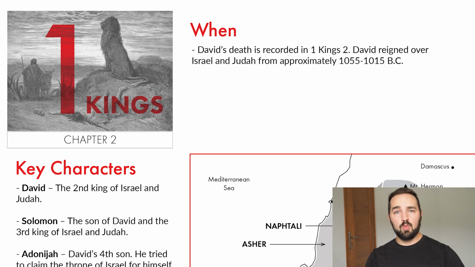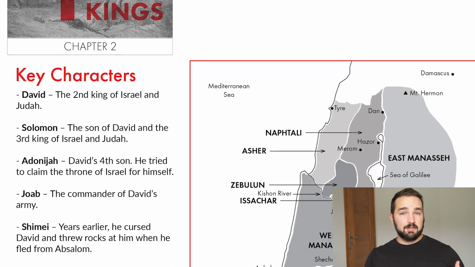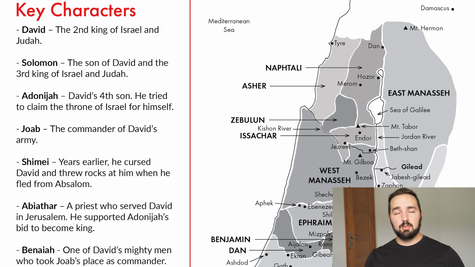And let's talk about when these events happened. We're going to talk about the death of David in this chapter, which was briefly mentioned in 1 Chronicles. We're going to talk about it again. David died in approximately 1015 BC based on the timeline that we're using. Now for our key characters, I've got 7 of them, but really there are even more than this.